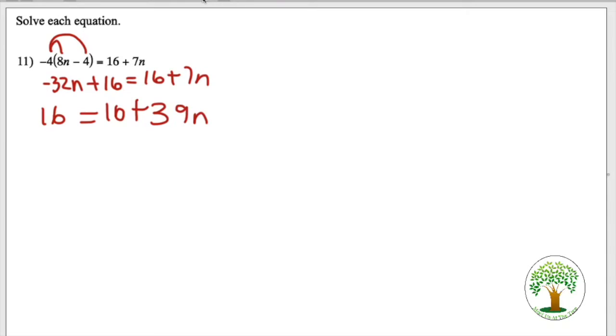What am I going to do now? I get a 0. Is that a problem? No, not necessarily. The number that seems insignificant is the scariest for a lot of people. So I'm going to subtract that 16, and you will get a 0.